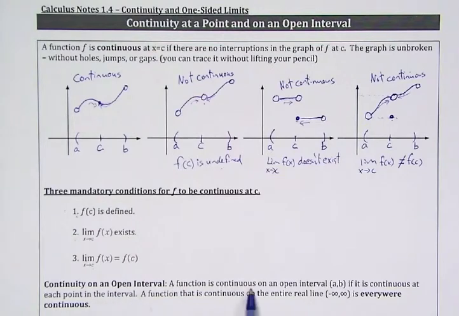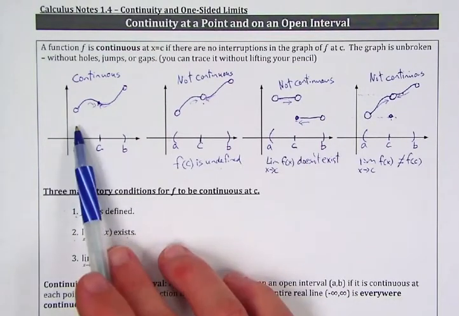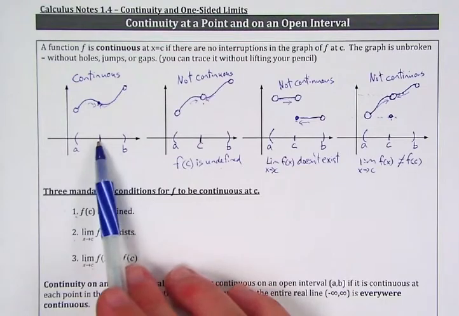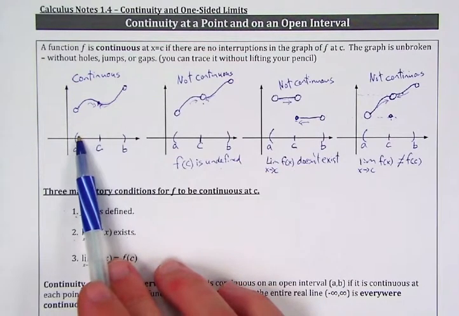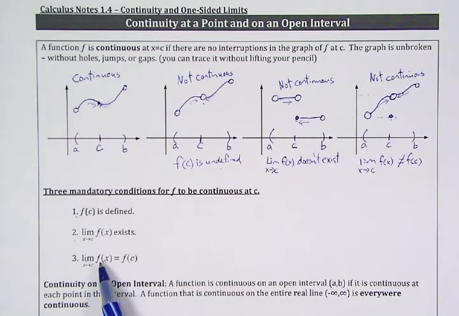So a function is continuous on an open interval a, b if it is continuous at each point in the interval. If we look at our interval, if we can pick any c, move this around anywhere, and all three things are true, then the function is continuous on the interval. Now, a function that is continuous on the entire real line is everywhere continuous.